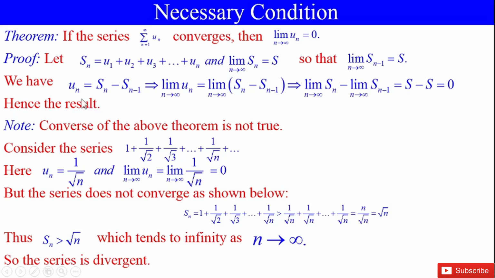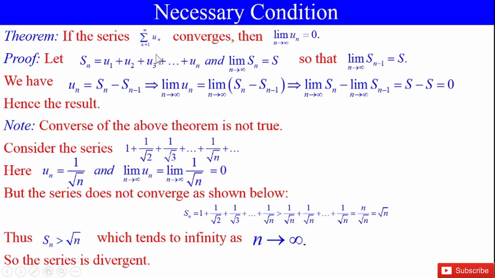Now we have un is equal to Sn minus Sn minus 1, which implies that limit n tends to infinity un is equal to limit n tends to infinity Sn minus Sn minus 1, which gives limit n tends to infinity Sn minus limit n tends to infinity Sn minus 1 is equal to s minus s, which is 0, because limit n tends to infinity Sn is equal to s and limit n tends to infinity Sn minus 1 is equal to s. So, their difference gives 0.